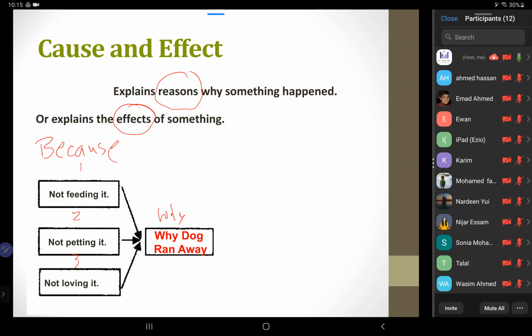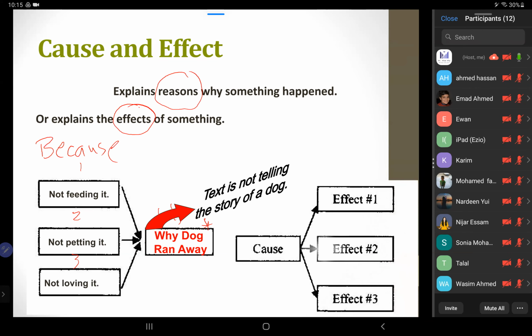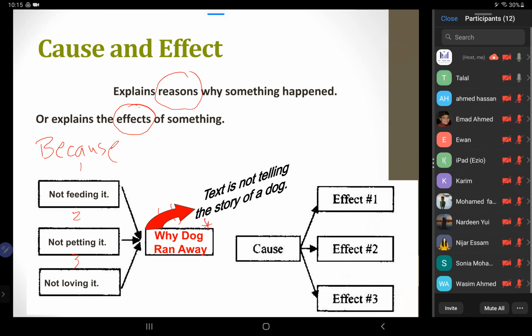So can you see the link here? We have something here, or we have some claim. And why does this happen? Because we have 1, 2, and 3. Cause and effect. Let's check another example. And by the way, can you see this text is not telling you the story of a dog? It's not going chronologically.